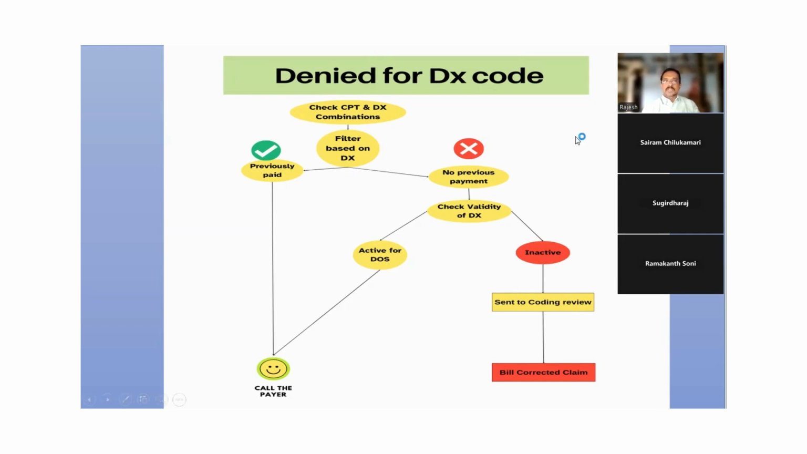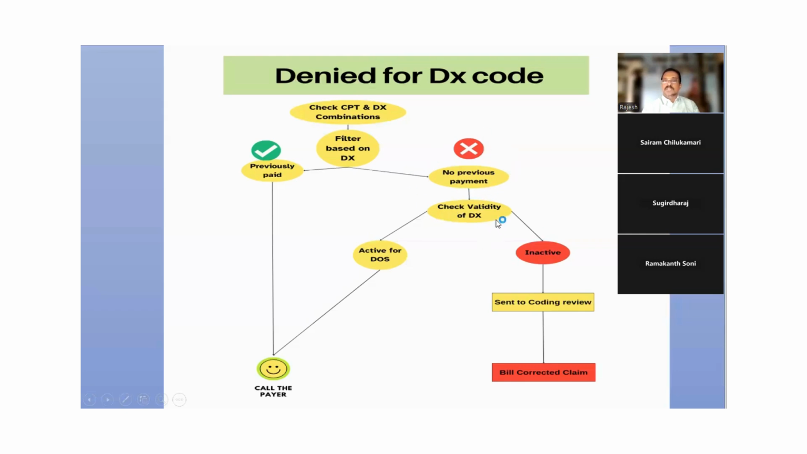Even if you get this kind of problem, what can we do? First, check your CPT code and diagnosis code combination: was it previously paid? Filter your codes by diagnosis and check whether it was previously paid or not. If it was previously paid within that particular year, you can call the payer and send the claim back for reprocessing.